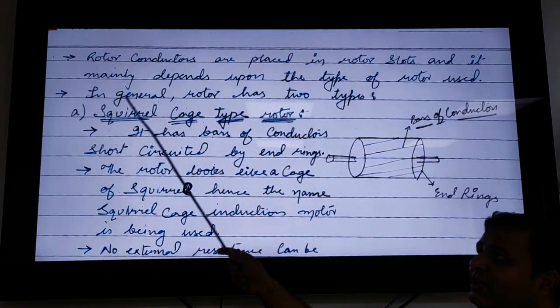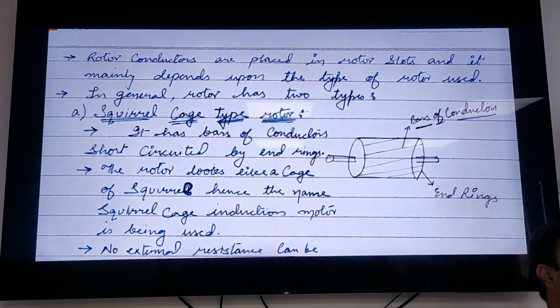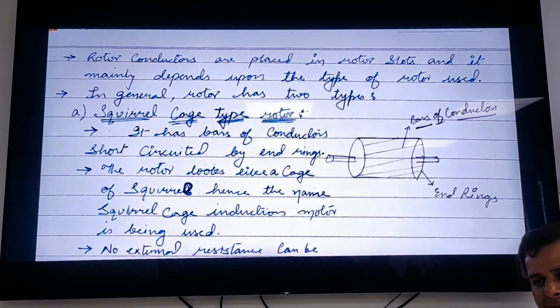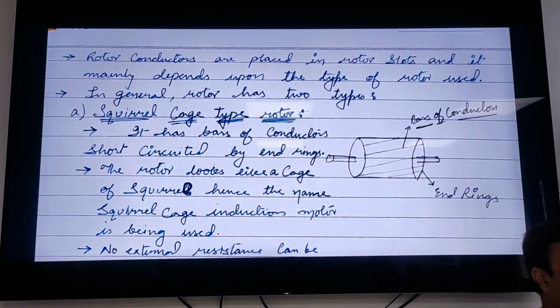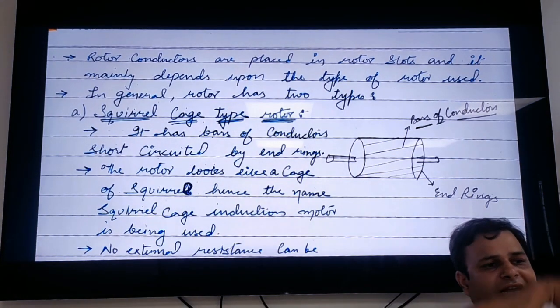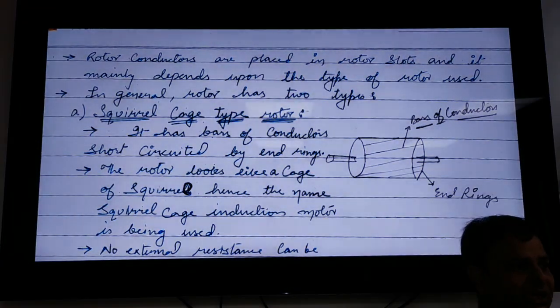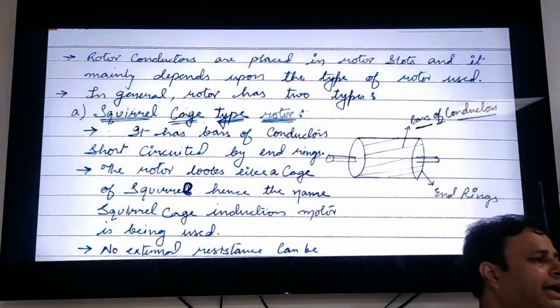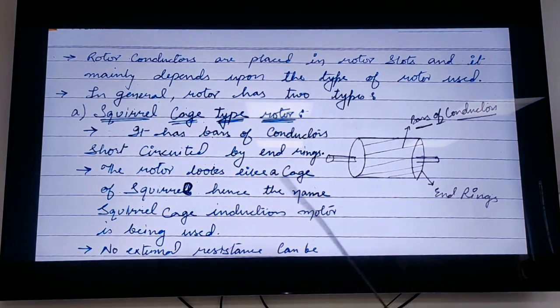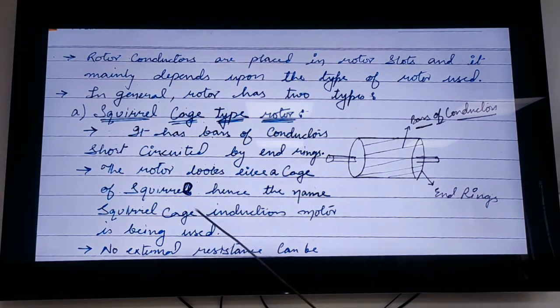Squirrel cage means it has a construction similar to a cage of a squirrel. If you remember, a squirrel keeps running here and there, so you need a cage that will not end while the squirrel is running. Normally the cage is a round one with bars of conductors. If the squirrel is running, that cage is not going to end. The rotor looks like a cage of a squirrel, hence the name squirrel cage induction motor.